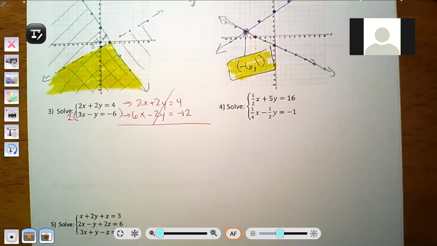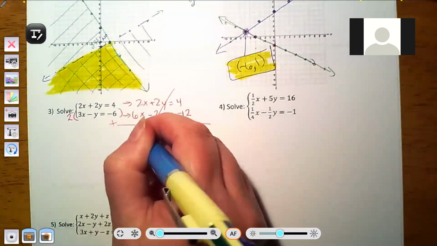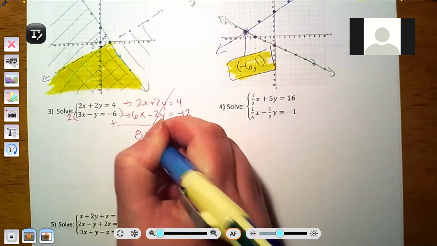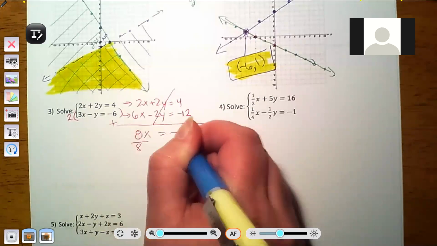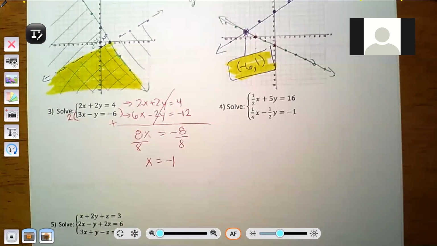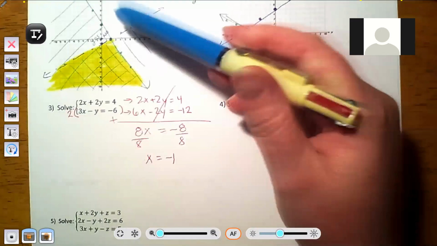That allows me to eliminate because they're opposites. Add these together, they eliminate. These become 6x and 2x is 8x. And -8 dividing by 8 gives me x equals -1. I plug that into either one of these because, again, it's just the x coordinate. We have to find that y location.